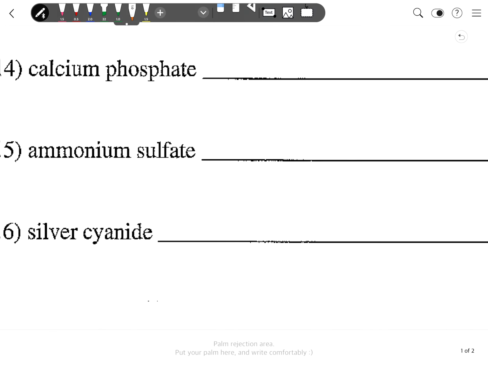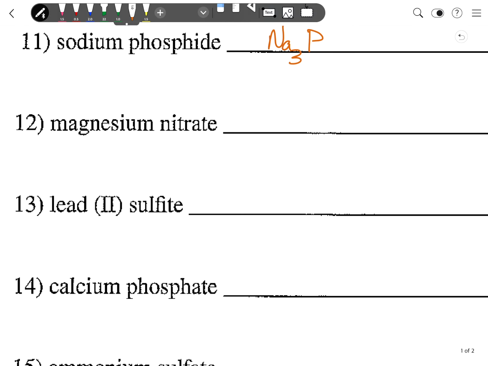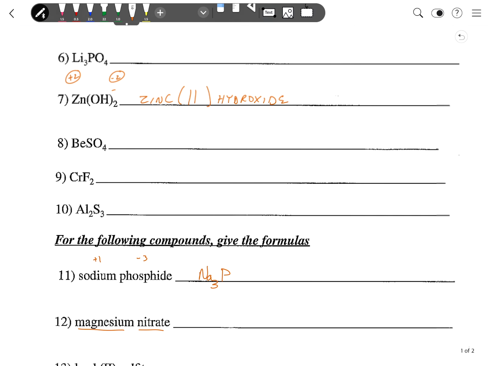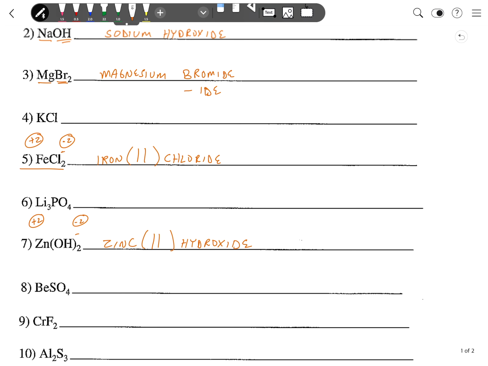So down here, I think they're all pretty much the same way. You have to know the charges on all of these. You have to know your charges for your polyatomic ions. You have to know your charges for your regular elements. Anyway, there you go. Naming how to write and give names for different compounds. Okay, good luck.